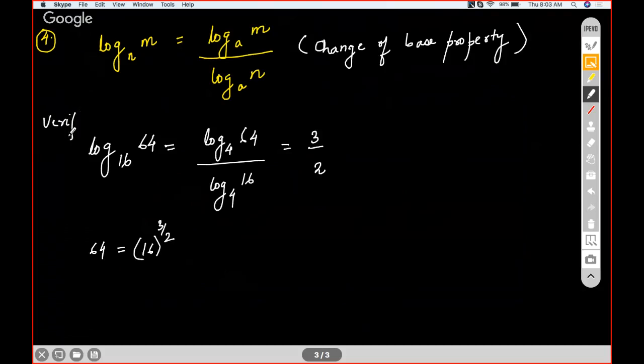Can you prove this property? Try it out.